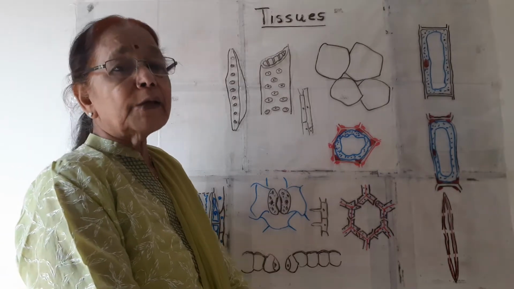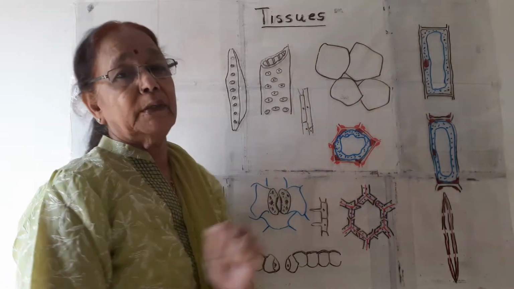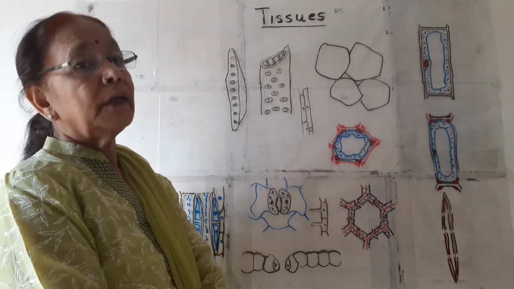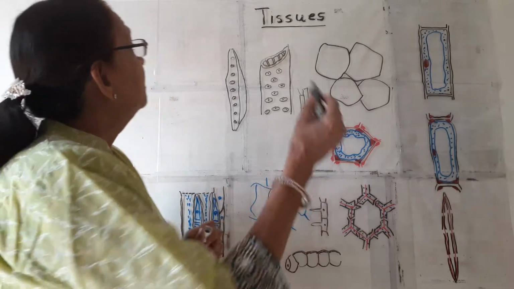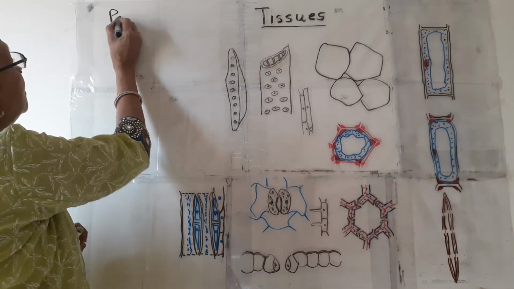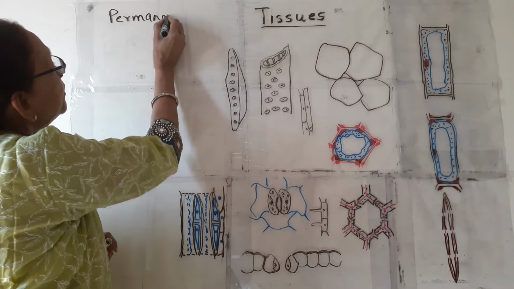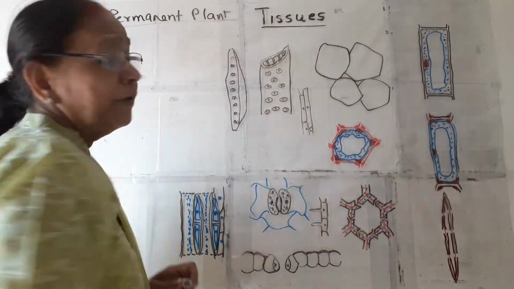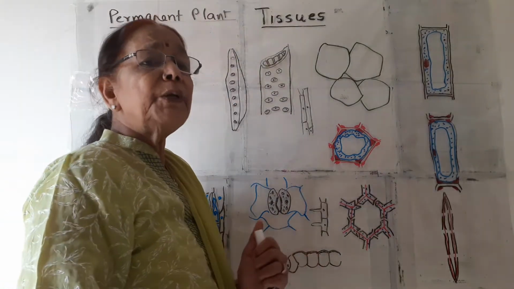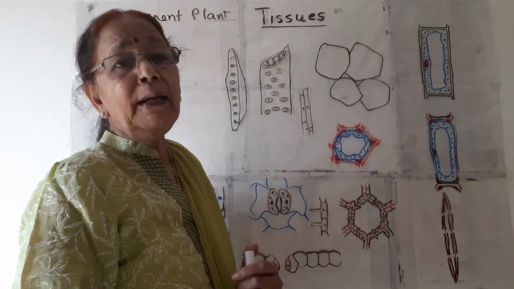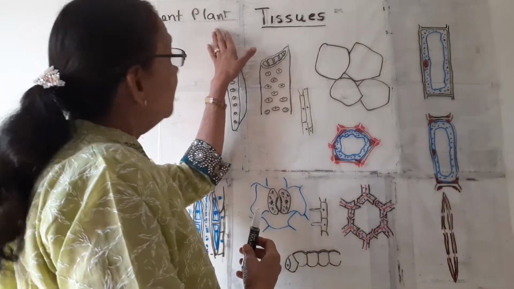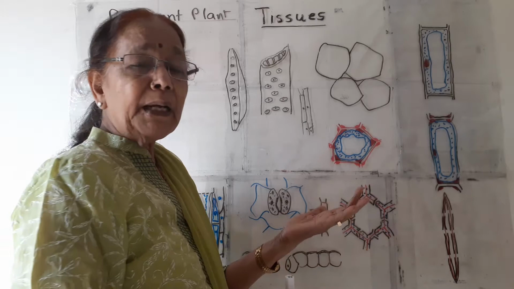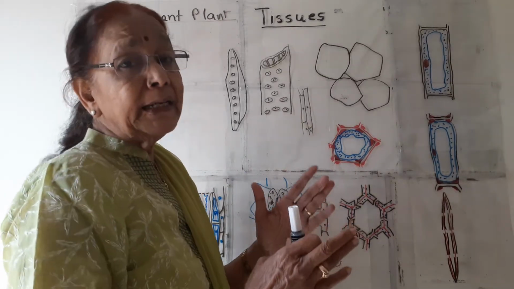This is the next video on tissues. We have done meristematic plant tissues and today we will deal with permanent plant tissues. So first we should know what is the difference between meristematic and permanent plant tissues. Permanent tissues are derived from meristematic only. Meristematic, all of you know, are the dividing cells.